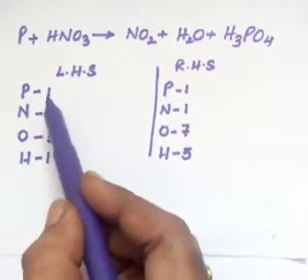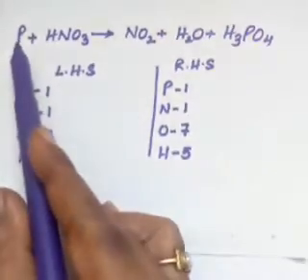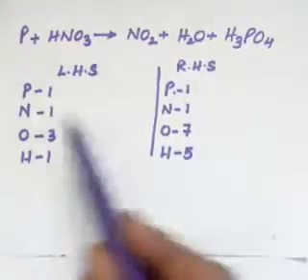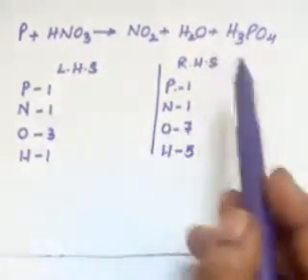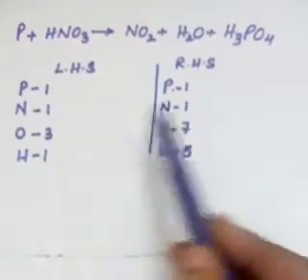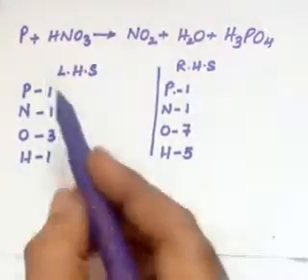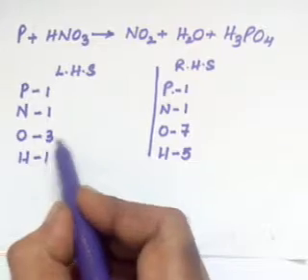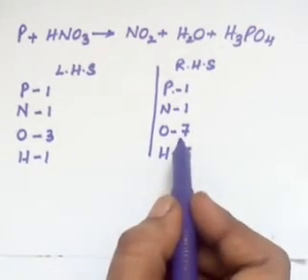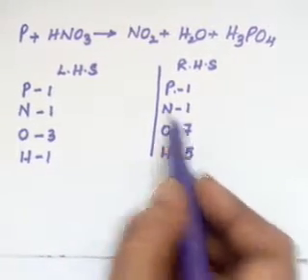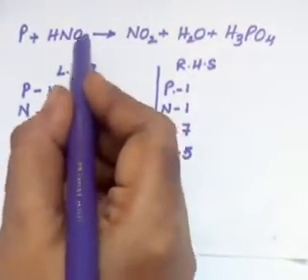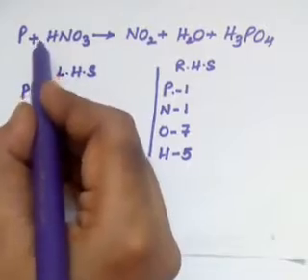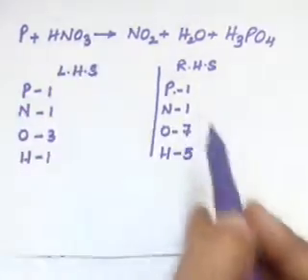Let us take 1 atom of phosphorus here, and 1 atom of phosphorus here. It is balanced. Nitrogen is 1 atom here and 1 atom here, this is also balanced. But here there is a big difference. Oxygen is 3 here, and oxygen is 7 here. So how can we make this 3 into 7? We cannot make 7 over here. What can we do at maximum? If we make it 2 over here, it will become 6, but we need 7.